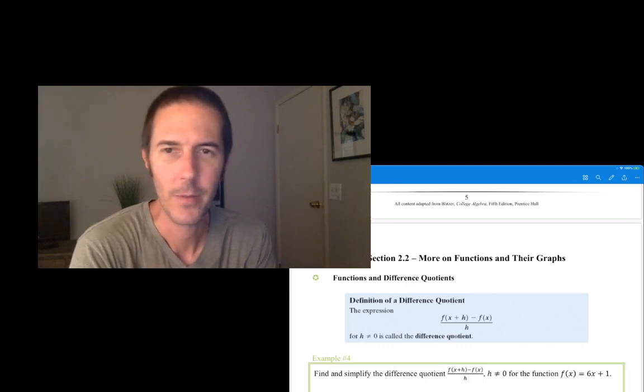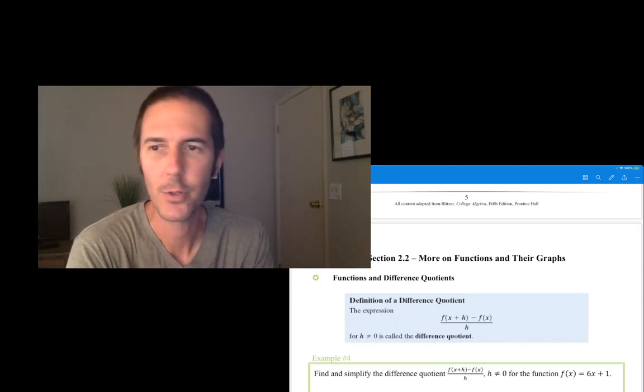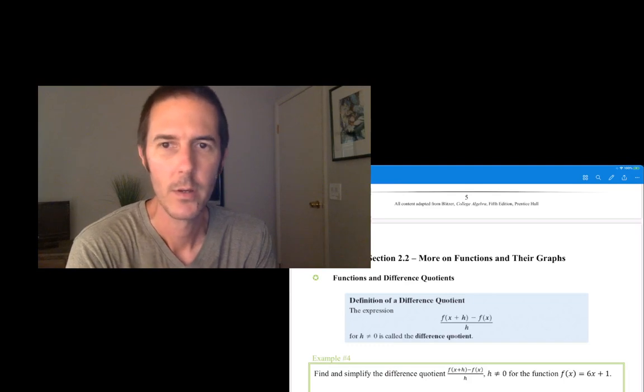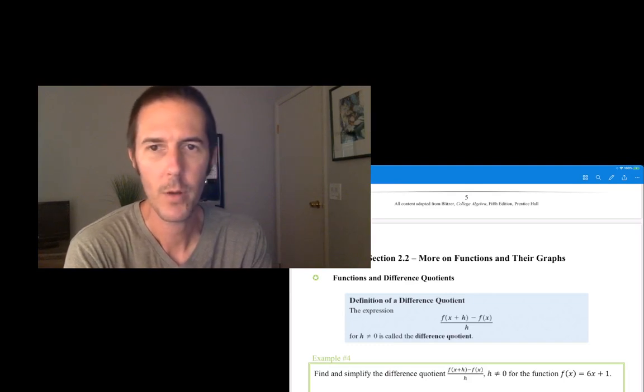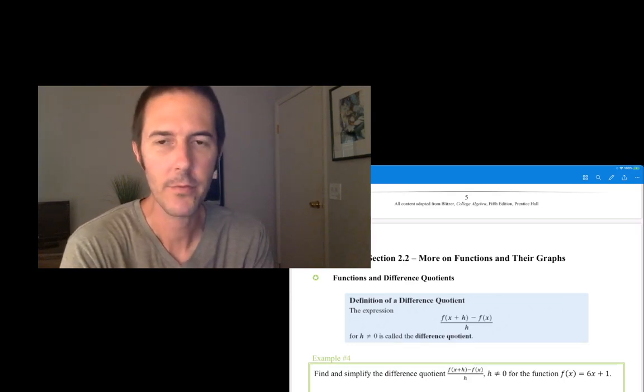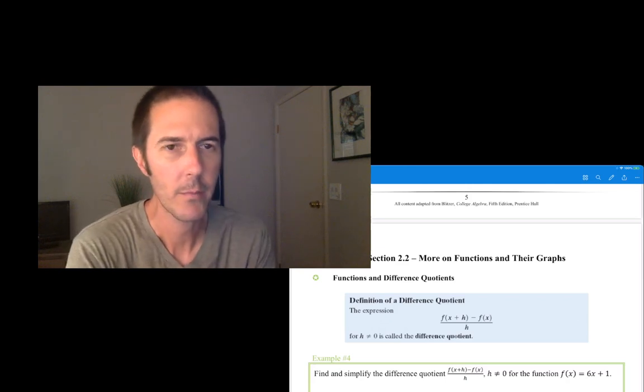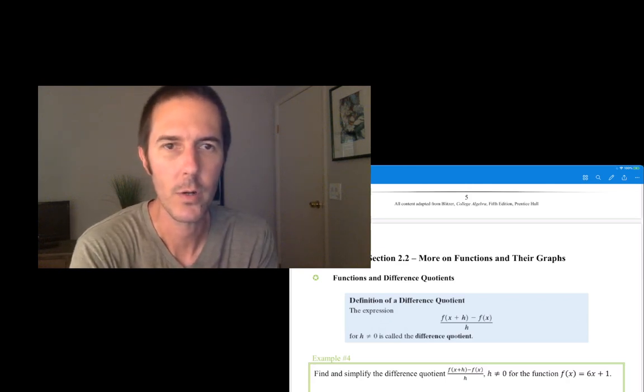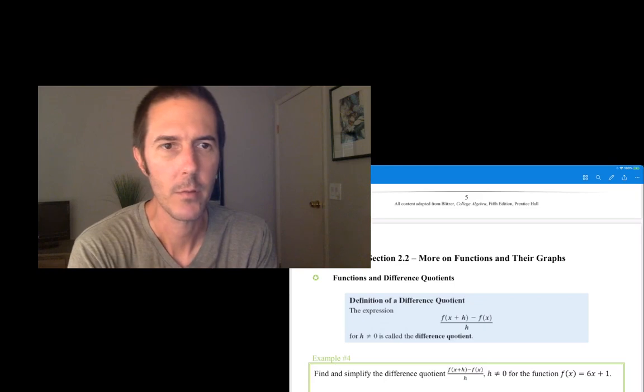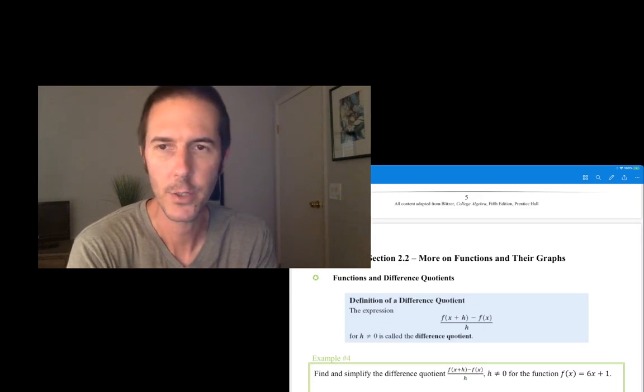All right, let's talk about College Algebra Chapter 2, Section 2. In this section, we're talking more about functions and their graphs. And to do that, I'm going to use these notes, which were adapted from Blitzer's College Algebra 5th edition.